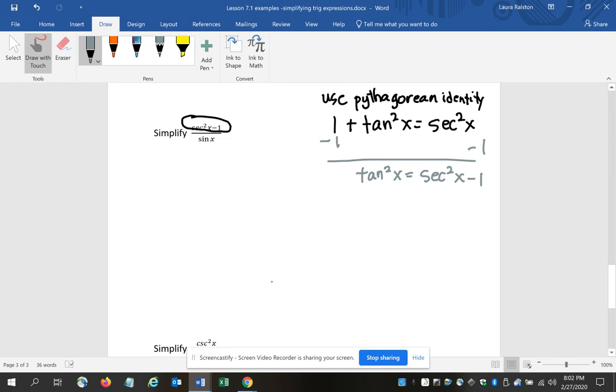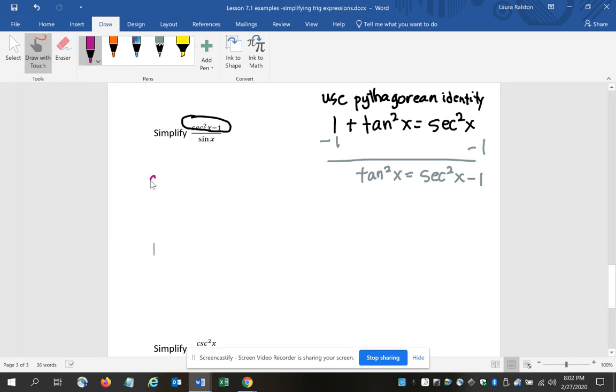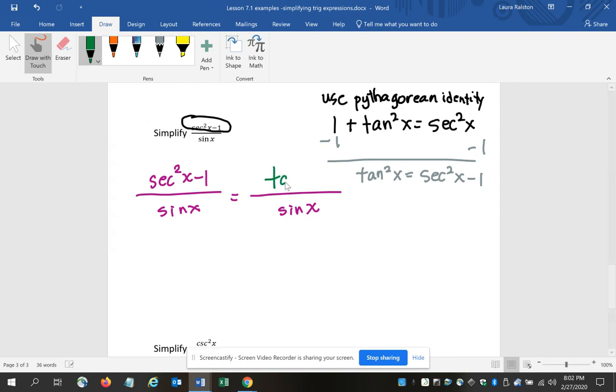So it may help you to write it that way. So again, now that I recognize that, I can rewrite my problem. So I have secant squared x minus 1 over the sine of x. Again, I'm going to do a substitution. Okay, I'm going to replace secant squared x minus 1 with tangent squared x.